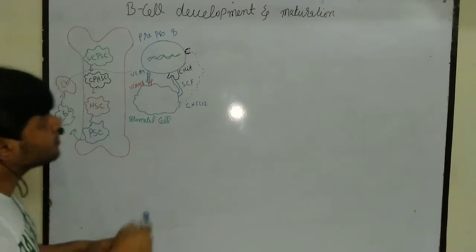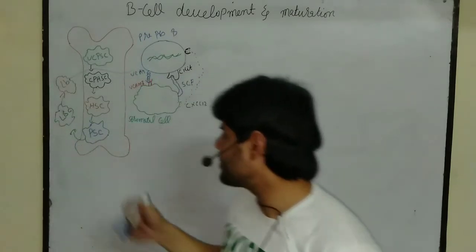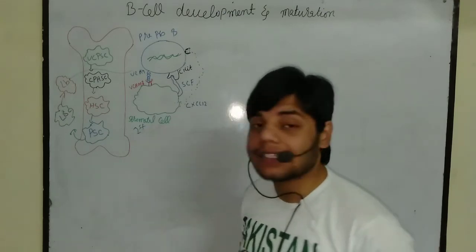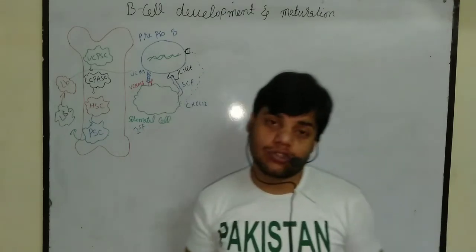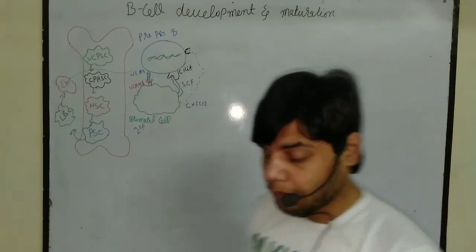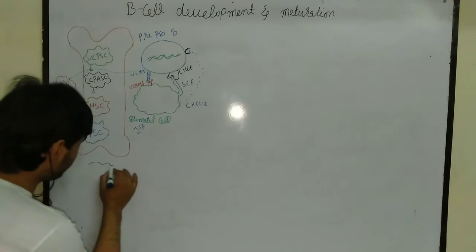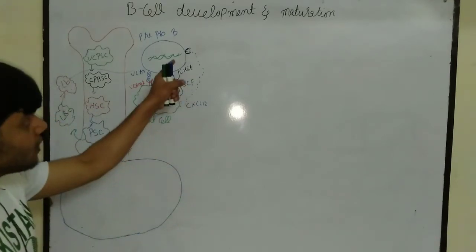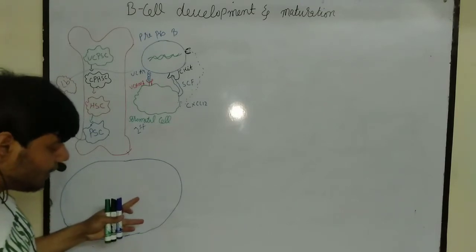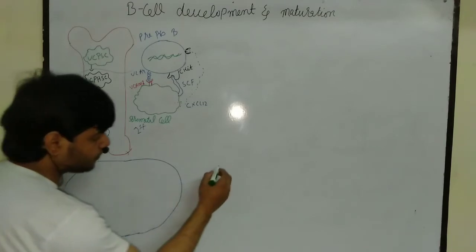After this process, this pre-pro B cell will get separated from this stromal cell. This is actually the first stromal cell. From this first stromal cell, it will contact the next stromal cell. So now let me draw here another pre-pro B cell. So let's suppose this is again the B cell. Once this B cell is separated from the first stromal cell, this B cell will contact another stromal cell. So let me draw the stromal cell here also.